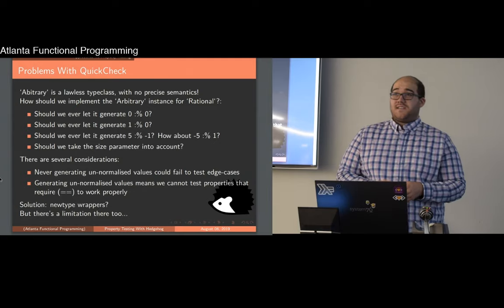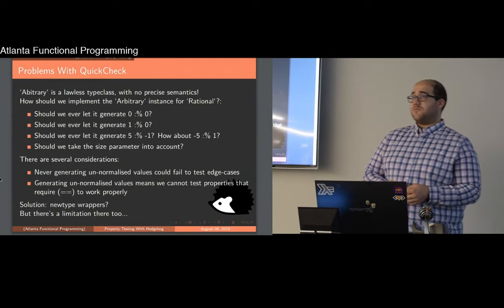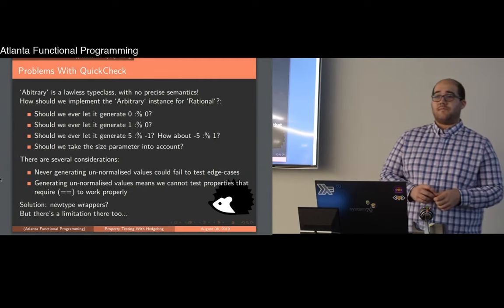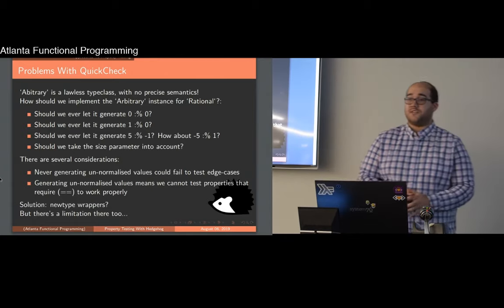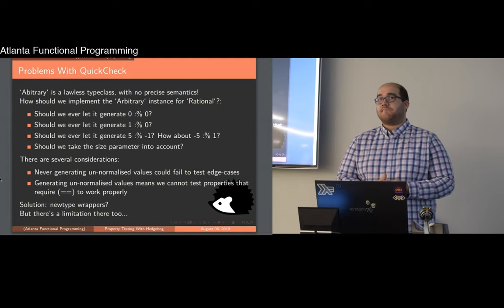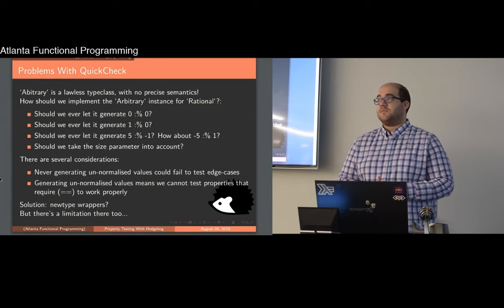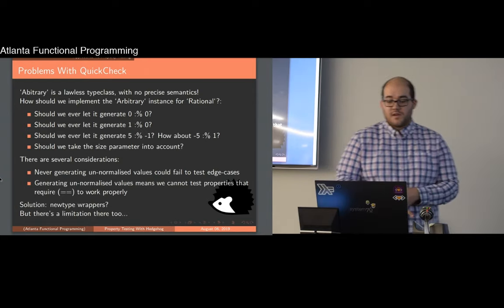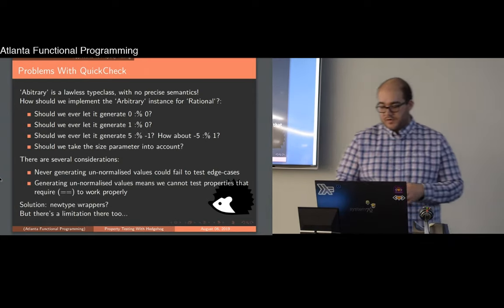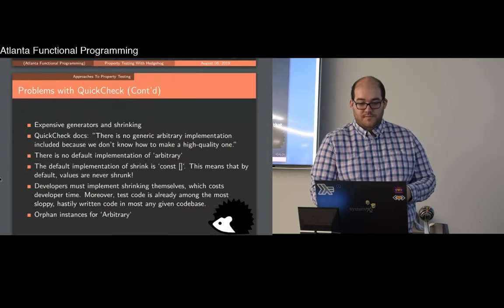I'd say that in every test suite I've ever used with QuickCheck, I've had to wrap certain things in newtypes just for arbitrary instances. And it can become a little tedious keeping track of all of them, especially in larger test suites. So there are more limitations to this, which I'm going to talk about.